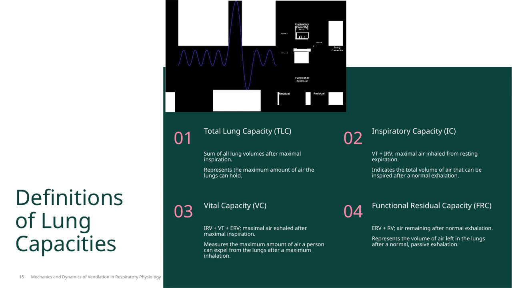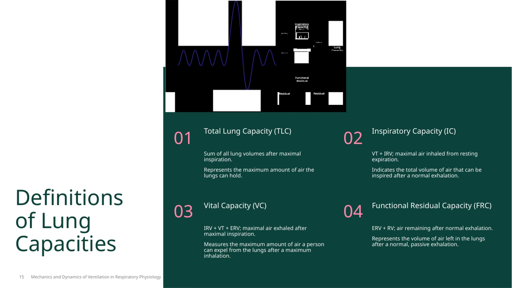Moving on to functional residual capacity, or FRC. This is the volume of air remaining in your lungs after a passive, normal exhalation. It's made up of the expiratory reserve volume, ERV, and the residual volume, RV. FRC is important because it indicates the amount of air that stays in your lungs to keep them open and ready for the next breath, even when you're just resting.